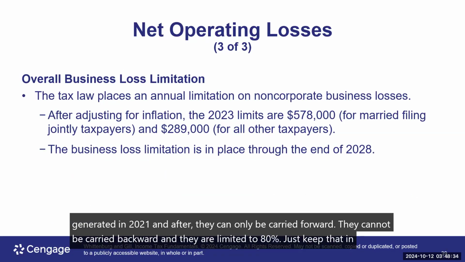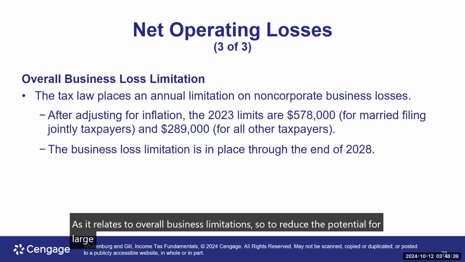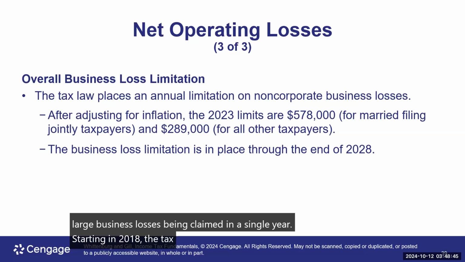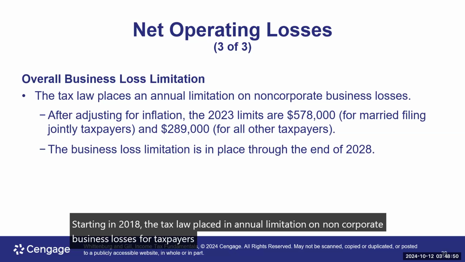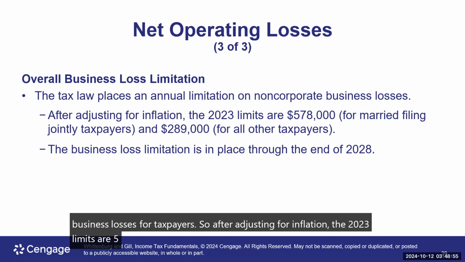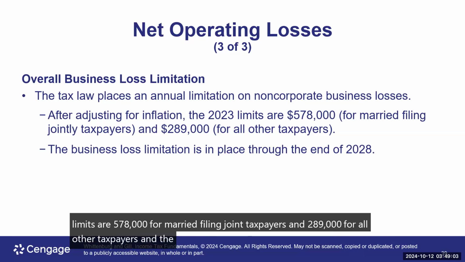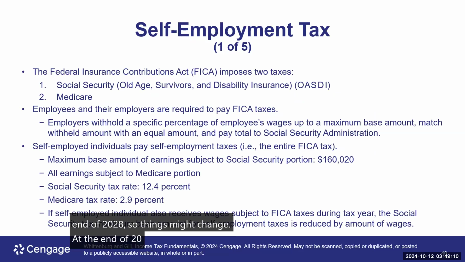As it relates to overall business limitations, to reduce the potential for large business losses being claimed in a single year, starting in 2018, the tax law placed an annual limitation on non-corporate business losses for taxpayers. After adjusting for inflation, the 2023 limits are $578,000 for married filing joint taxpayers and $289,000 for all other taxpayers. And the business loss limitation is in place through the end of 2028. So things might change at the end of 2028.